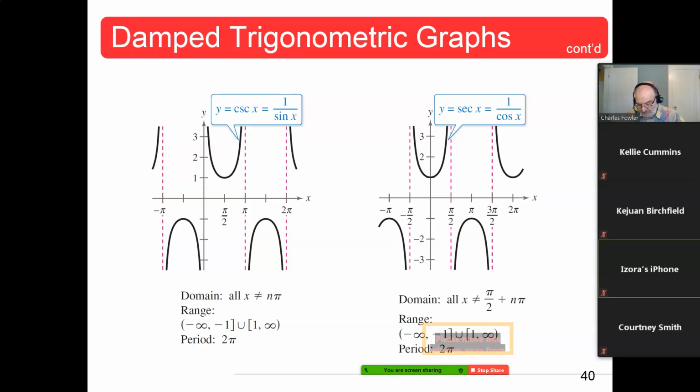69 or 71, both at CalcChat. 73 or 75, both at CalcChat. 77 or through 81, all at CalcChat. Then 83 through or 85, both should be at CalcChat.